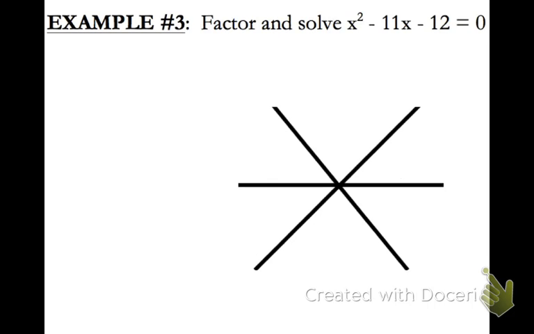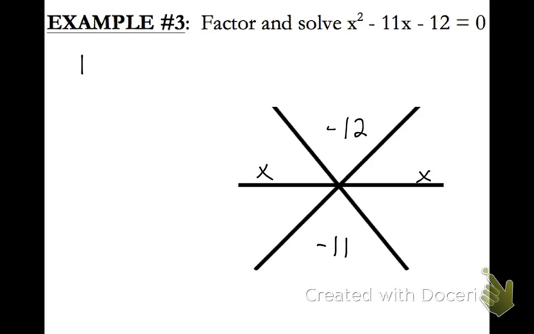Okay, time to fill in the star. A times C in the top middle would be 1 times a negative 12. Make sure you notice that. And my B is a negative 11. AX and AX is just going to be x on both sides. Again, if you want to put the 1, that's fine, but you don't need to.